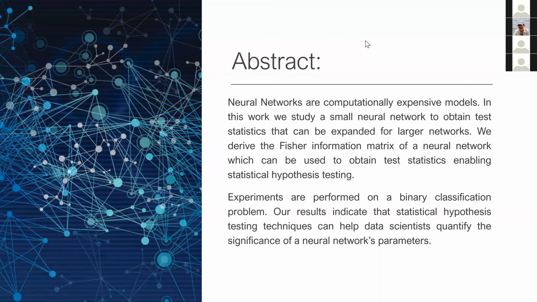So the abstract of this project is that neural networks are computationally expensive models. And in this work, we study a small neural network to obtain test statistic that can be expanded for larger networks. We derive the Fisher information matrix of a neural network, which can be used to obtain test statistic, enabling statistical hypothesis testing. Experiments are performed on a binary classification problem, and our results indicate that statistical hypothesis testing techniques can help data scientists quantify the significance of a neural network's parameters.